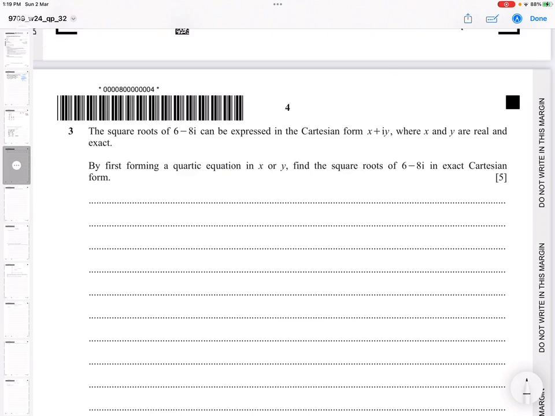Question number 3. Square roots of 6 minus 8i can be expressed in the Cartesian form x plus iy, where x and y are real and exact. By first forming a quadratic equation in x or y, find the square roots of 6 minus 8i in exact Cartesian form. Okay, so I can start by letting the square root of 6 minus 8i equals x plus iy. Now square both sides.